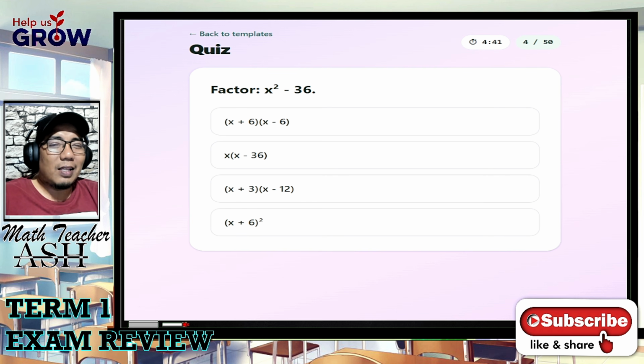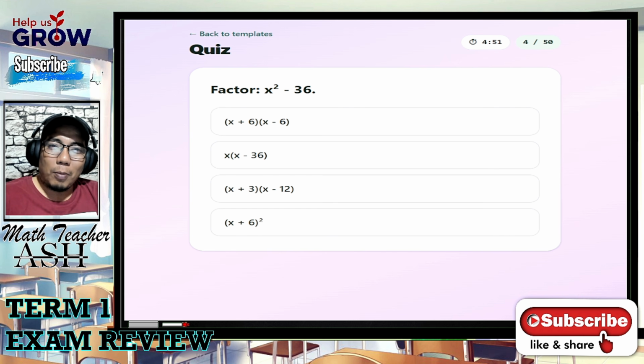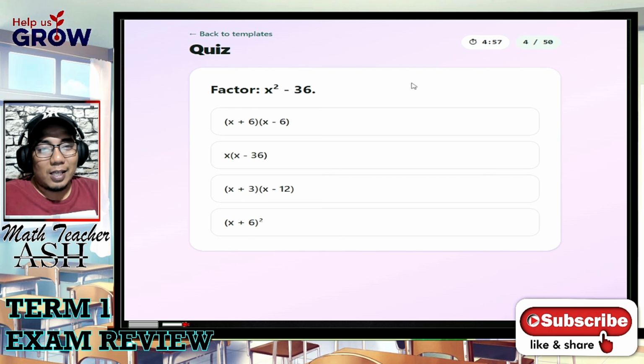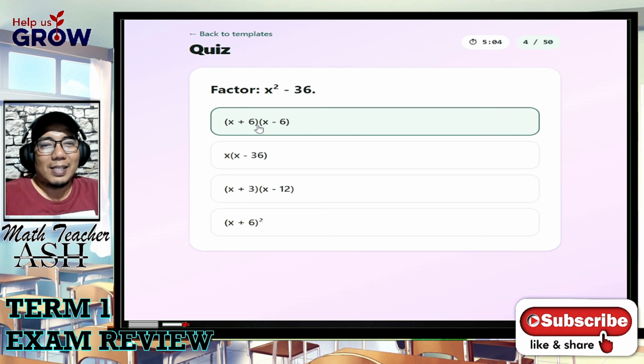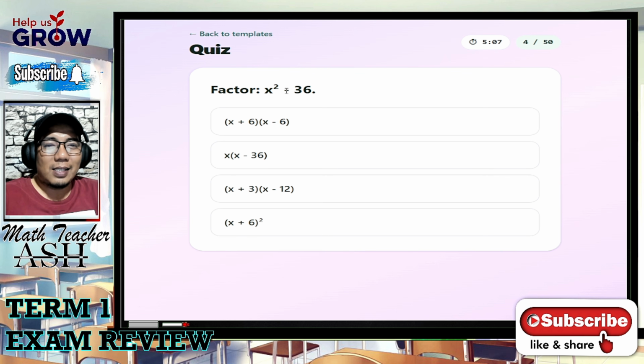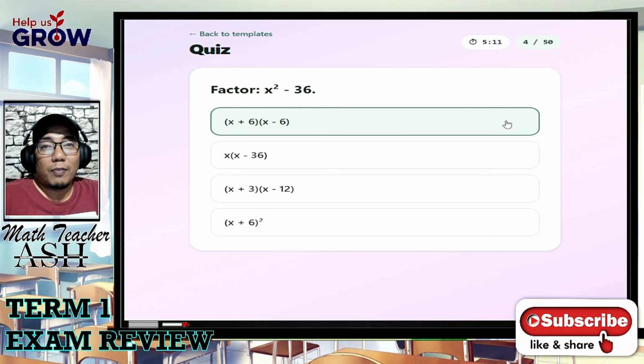Now in factoring the difference of two squares, basically what you will have is two groups of binomials in which the second term of each group will be opposite with each other. So in this case, the x squared, if you break that down, that will be x and x. And 36, if you break that down, that will be 6 and 6. But since this is negative, then that would be positive and negative. So the correct answer would be the first option.